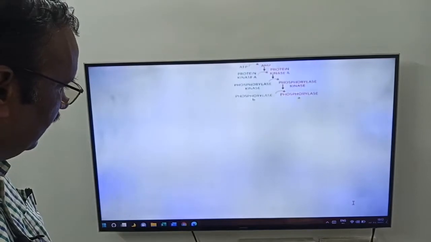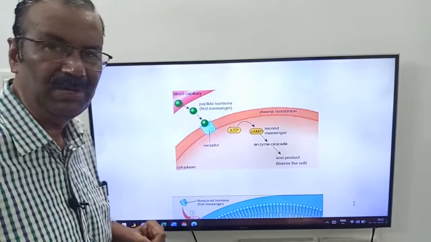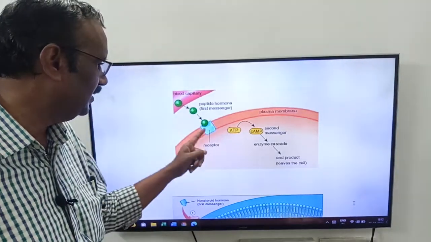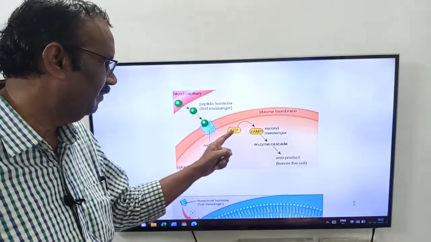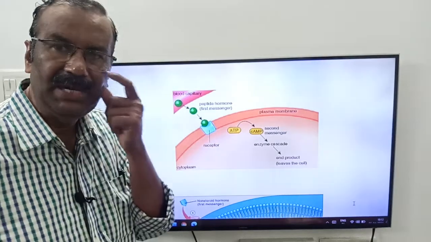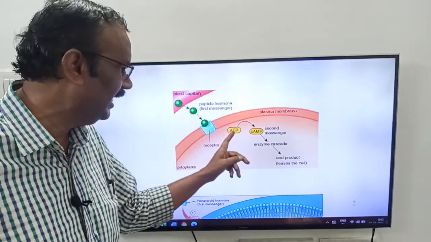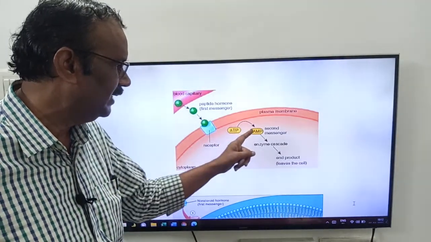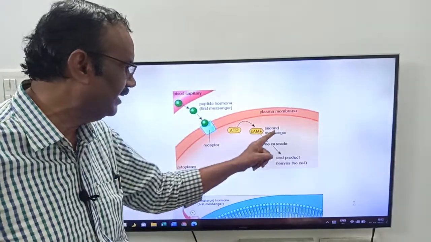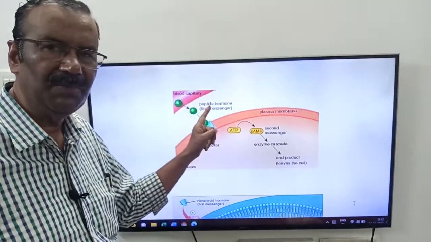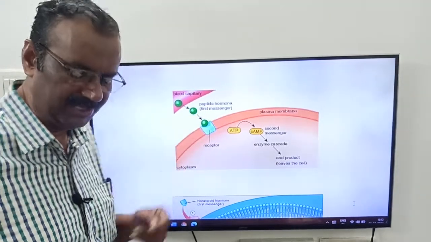Now see, friends, one more action of a peptide hormone, one more image. Peptide hormone attaches to the membrane bound receptor. This membrane bound receptor stimulates adenylate cyclase. Then it converts ATP into cyclic AMP. Cyclic AMP converts into what, friends? Glucose. The cyclic AMP acts as a second messenger. The peptide hormone, that is epinephrine, acts as what, friends? First messenger.